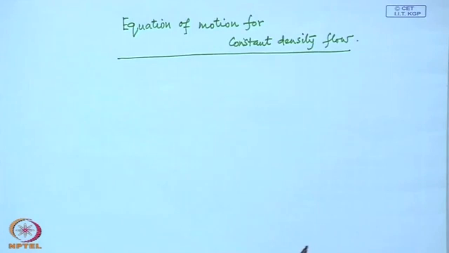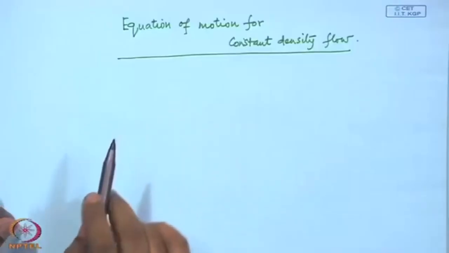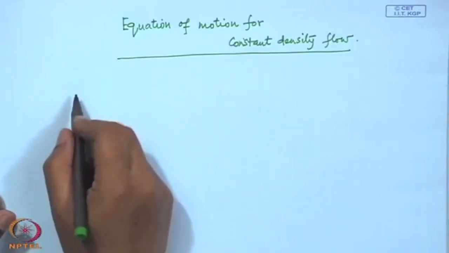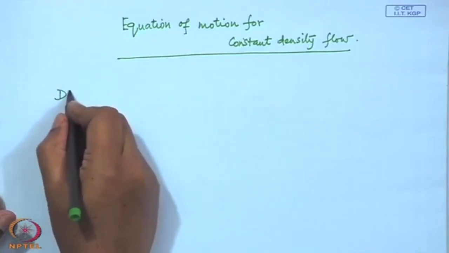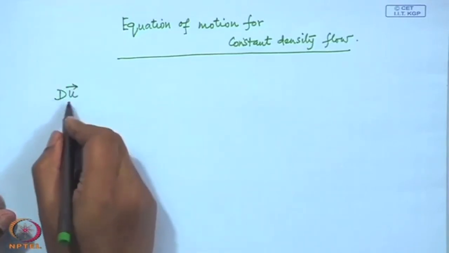By the way, when we say equation of motion, we actually mean all three equations: the mass conservation equation, the momentum conservation equation, as well as the energy conservation equation. But for the time being, we will only take the momentum conservation equation. The momentum conservation equation for constant density flow we can write in the standard vector form.